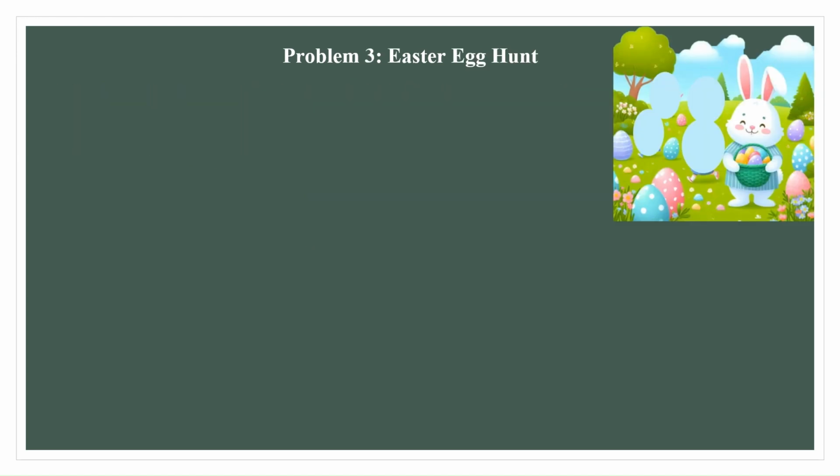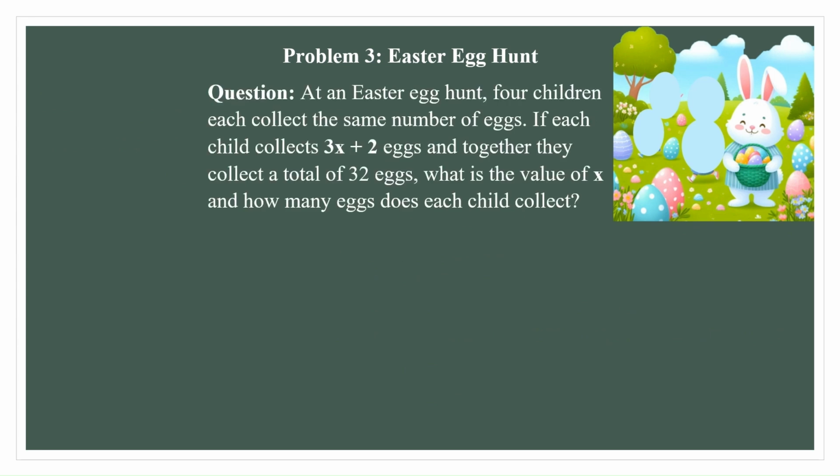Now let us do the third problem, Easter egg hunt. At an Easter egg hunt, 4 children each collect the same number of eggs. If each child collects 3x plus 2 eggs and together they collect a total of 32 eggs, what is the value of x and how many eggs does each child collect? There are 4 children, you can see them, 1, 2, 3 and 4.